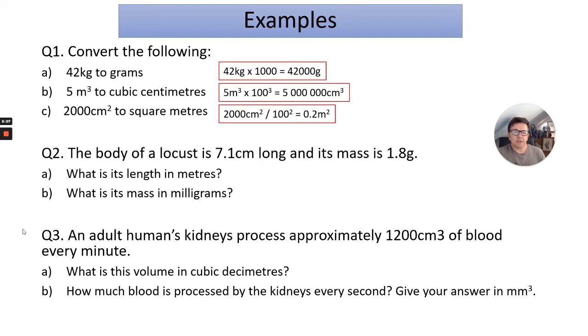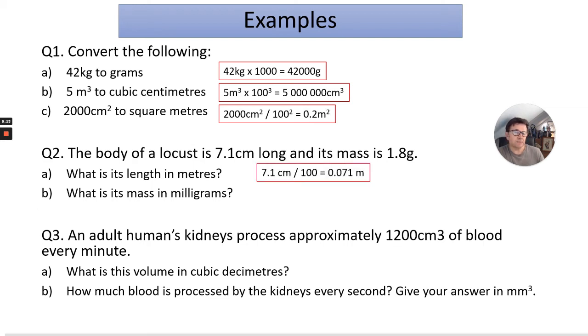Next one, the body of a locust is 7.1 centimeters long and its mass is 1.8 grams. What is its length in meters? Well, that's quite simple. It's 7.1 divided by 100. Again, you're going from small to large, so you divide.